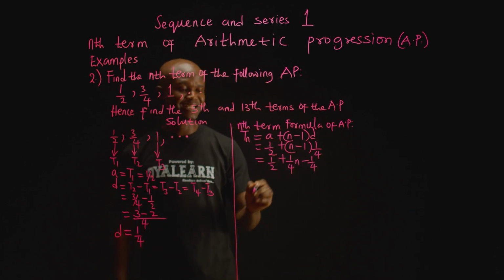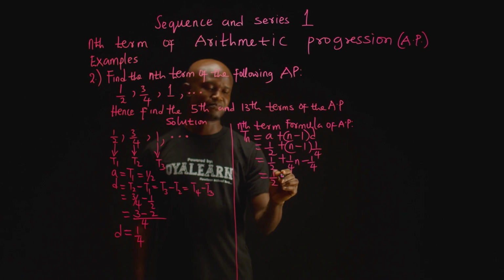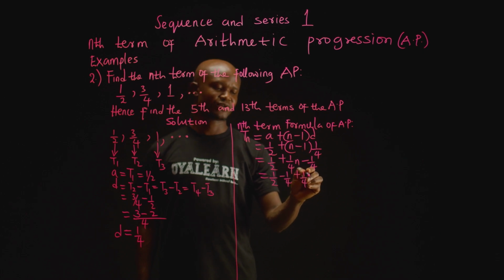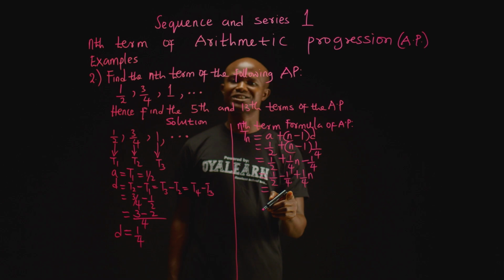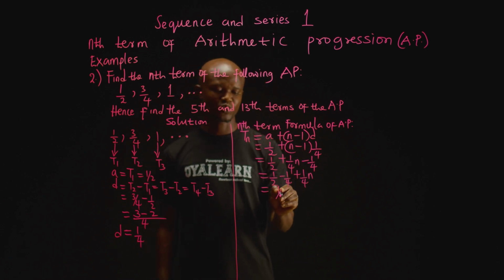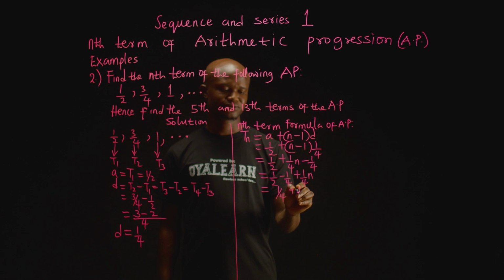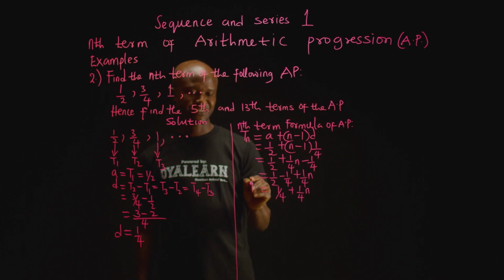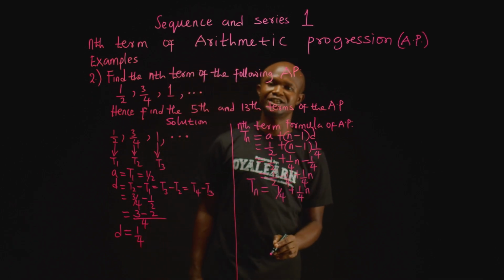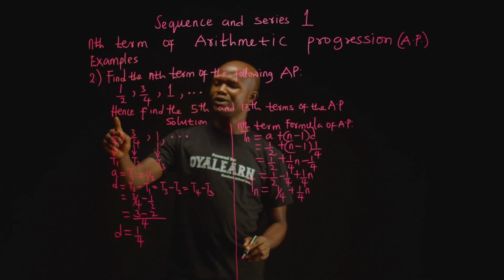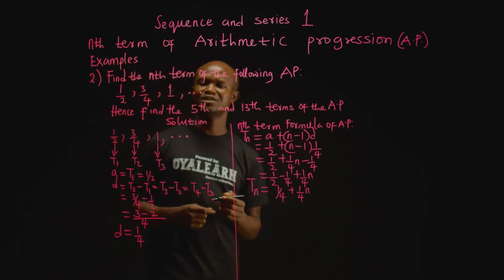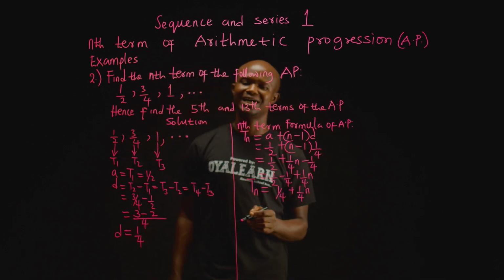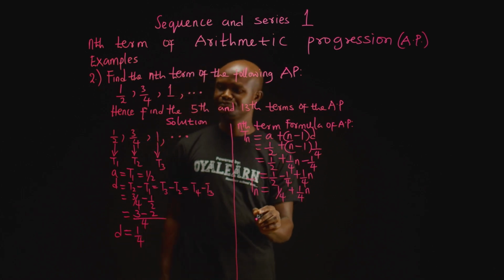So in this case, collecting like terms, half minus 1/4, then plus 1/4 n. If you take away 1/4 from half, you will get 1/4 left. So we now have 1/4 plus 1/4 n. That is the nth term of the AP. Now, looking at the other part of the question, hence, find the 5th and 13th terms of the AP. We need to look for the 5th and the 13th terms of the AP.